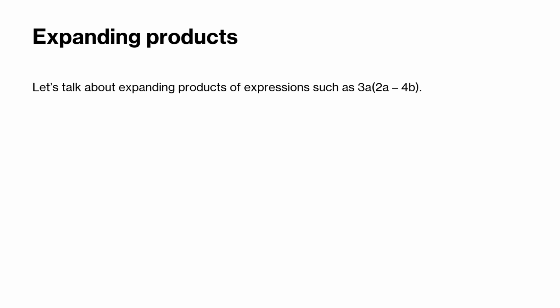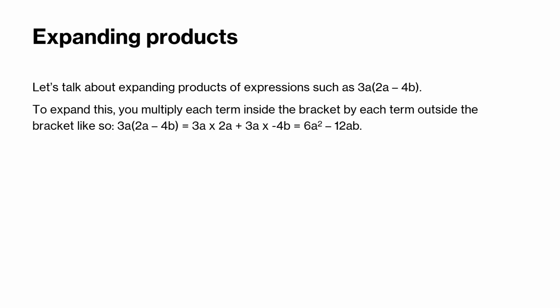Let's talk about expanding products, such as this one here, 3a brackets 2a minus 4b. To expand this, you multiply each term inside the bracket by each term outside the bracket like so. 3a multiplied by 2a minus 4b would give us 3a multiplied by 2a plus 3a multiplied by minus 4b to give us 6a squared minus 12ab.